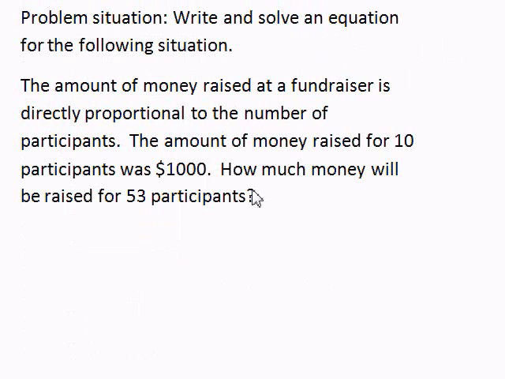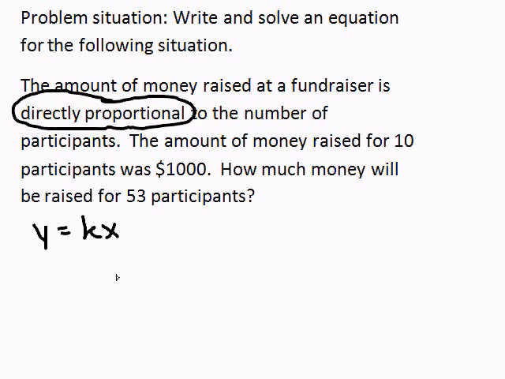We're now going to take what we learned about the equations of direct and inverse variation and solve some problem situations. Our first problem situation tells you that you're going to raise some money at a fundraiser and that money is directly proportionate to the number of participants. So anytime you see the words directly proportionate, you know that you're going to have an equation of y equal to kx, where y is the amount of money raised and x is the number of participants.